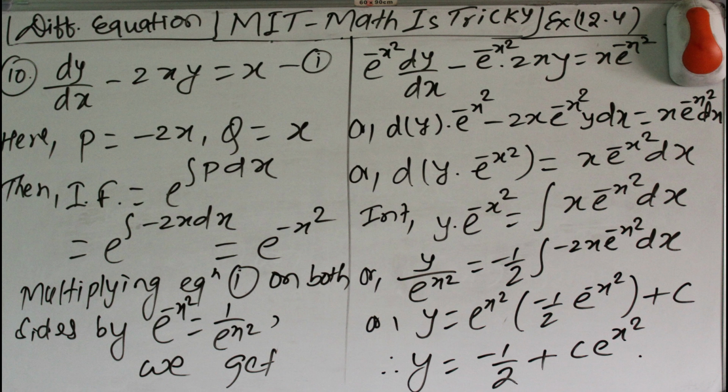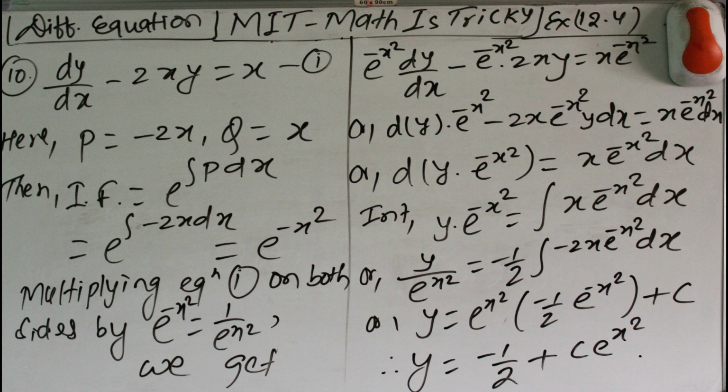So we'll get here e^(-x²) dy/dx − e^(-x²) · 2x · y = x · e^(-x²). Now taking LCM, we'll get here d(y · e^(-x²)) − 2x · e^(-x²) · y dx = x · e^(-x²) dx. Now the left hand side is the derivative of y · e^(-x²), and the right hand side is simply x · e^(-x²) dx.